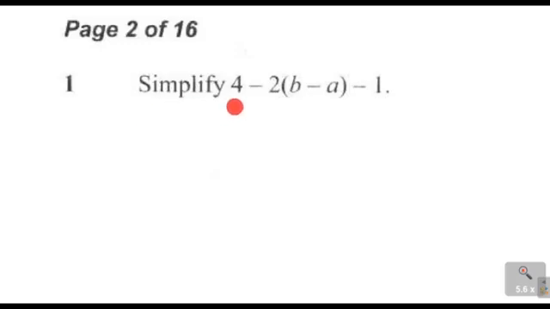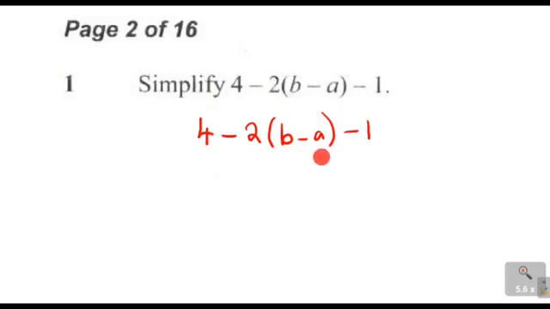Simplify 4 minus 2(b minus a) minus 1. So they want us to simplify this expression. So under step 1, we are going to write the expression, which is 4 minus 2(b minus a) minus 1. To simplify means to make this expression simple, or to write it in a simple form.